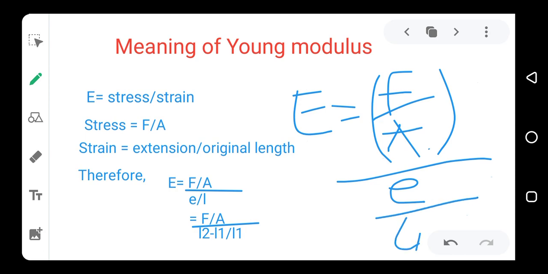L1. Now this actually means that if the extension is not given to us straight, but the change in length is given to us, we can find the extension from the change in length by saying that extension is equal to the final length minus the original length. So if you call the final length L2 and we already have our original length as L1, we can now rewrite this equation to be like this.